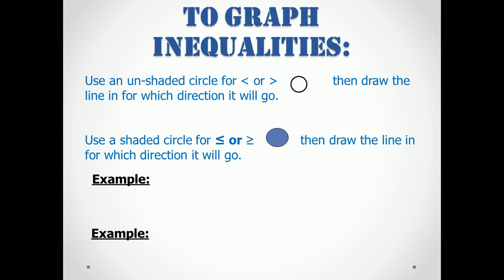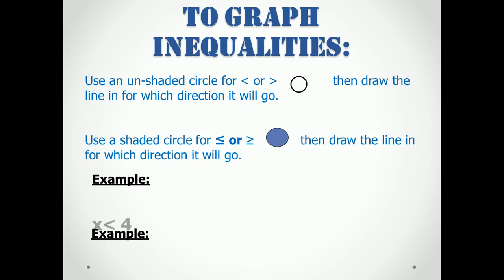So to graph inequalities, we look for two things. Now if the statement uses a less than or greater than symbol, then we're going to be using a circle, and that circle should be unshaded, and then we draw an arrow pointing in the direction in which we should go. If we use the less than or equal or the greater than or equal symbol, then we use a shaded circle and then draw the line in the direction in which we should go.